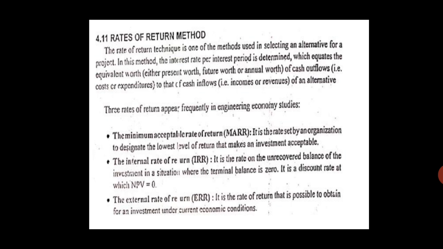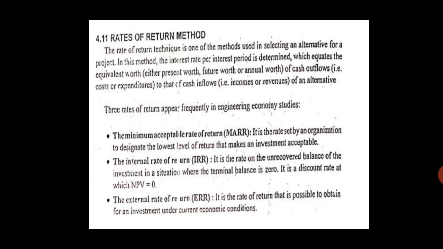So basically what happens in any project, we want to make investment, there will be income, that is revenues, and there will be expenditure, that is outflows. Okay. So this rate of return method is finding out the interest rate for the interest period which equates the equivalent worth, whether it is present worth, future worth or annual worth, of the cash outflows to that of the cash inflows.